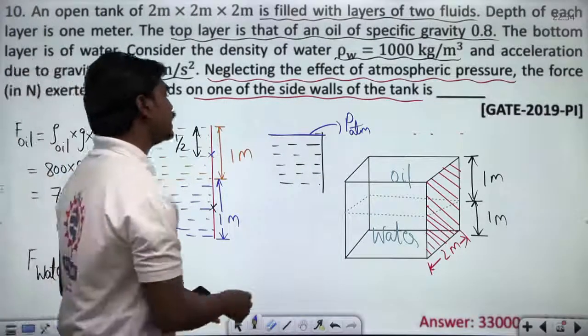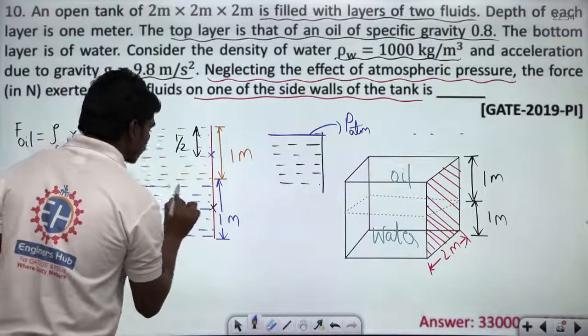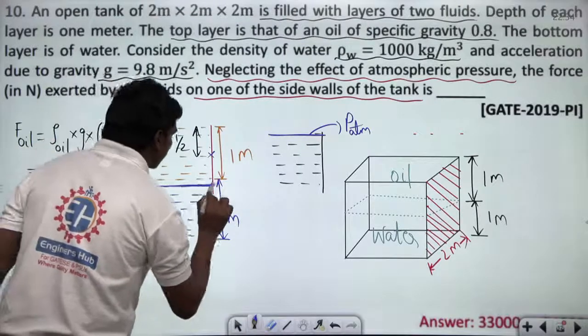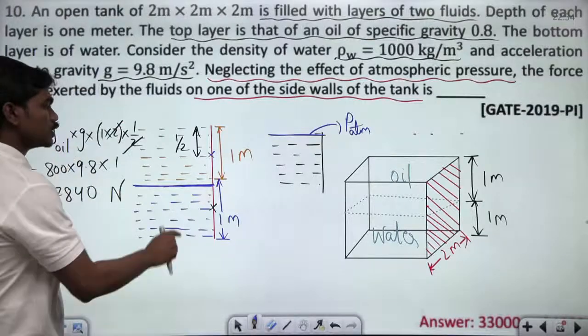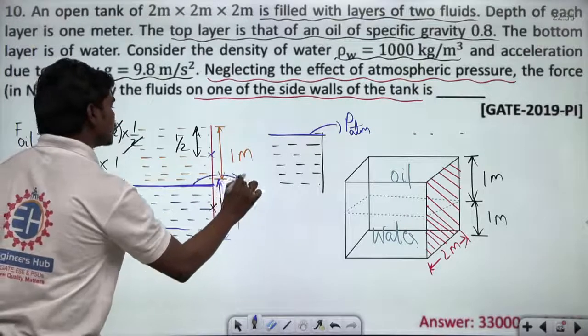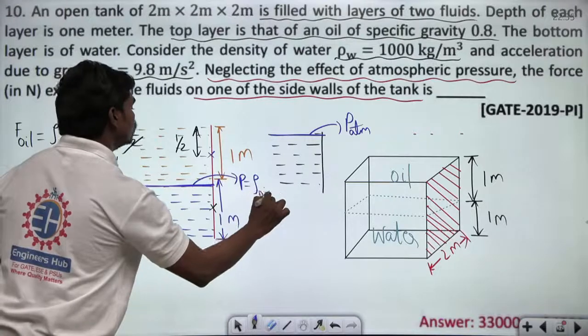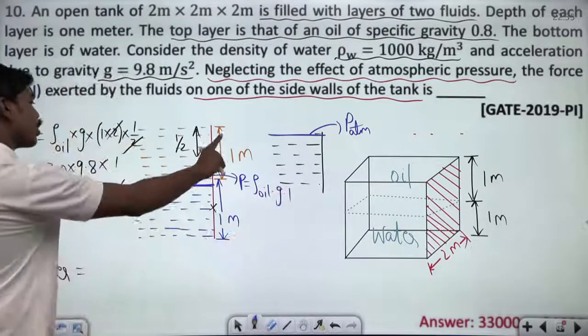But now, if you see the pressure at this interface, it is not atmospheric pressure. There is some pressure because of the height of this oil column, correct? So what is the pressure at this location? P is equal to rho oil into g into 1, of course, because this oil is at a height of 1 meter.